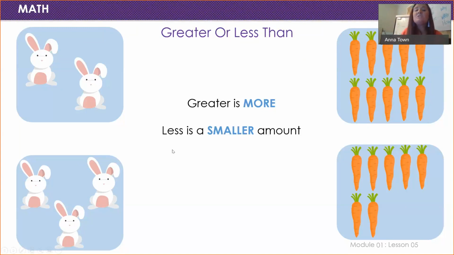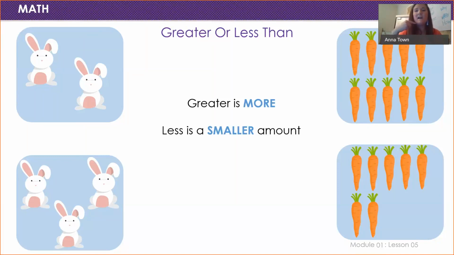Less is a smaller amount. Less is smaller. Less is smaller. I want you to say that 3 times. Less is smaller. Less is smaller.